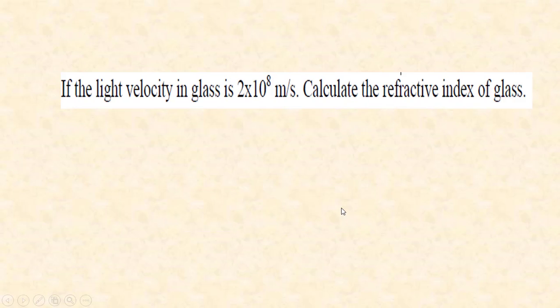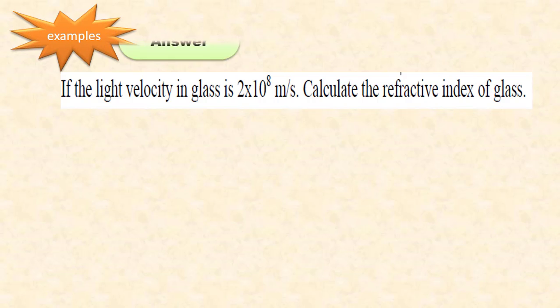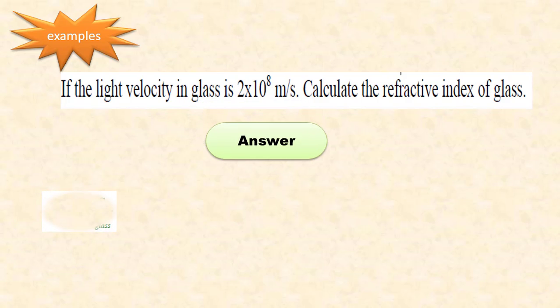If the light velocity in glass is 2 times 10 to the power 8 meters per second, calculate the refractive index of the glass. The rule: n glass equals c over v, where v is the velocity of light through glass and c is the speed of light through air, 3 times 10 to the power 8. So it equals 3 times 10 to the power 8 over 2 times 10 to the power 8, equals 1.5. Note number 1: there is no measuring unit of absolute refractive index because it's a relation between two equal physical quantities.